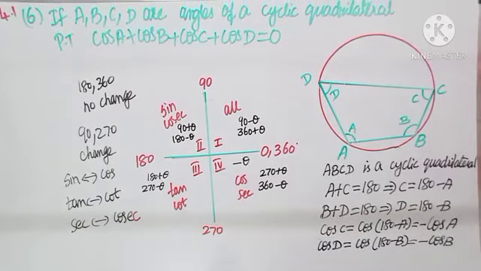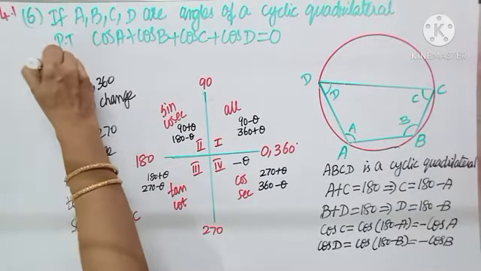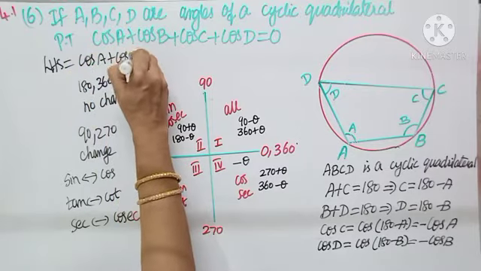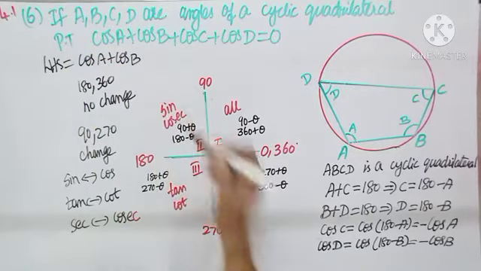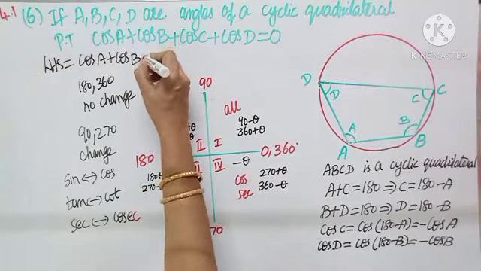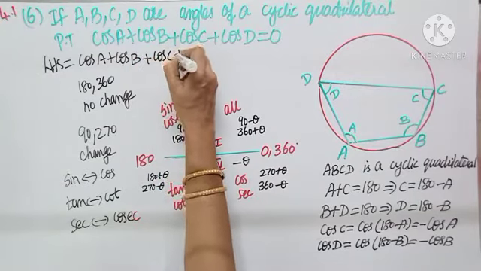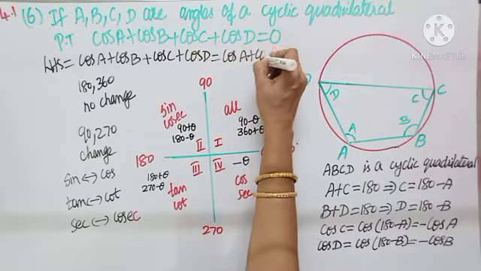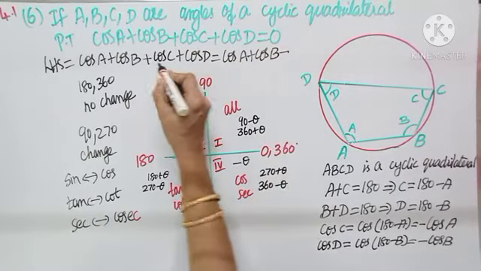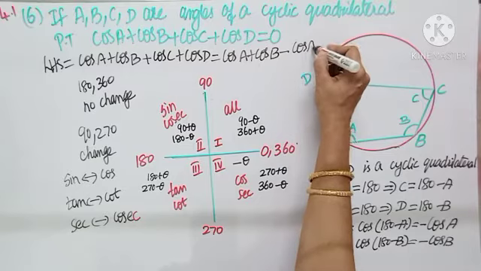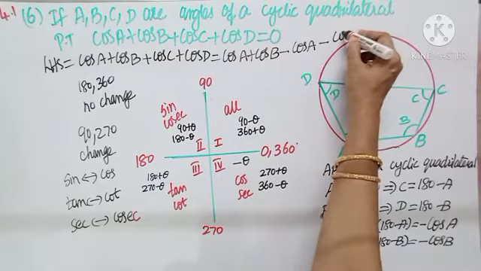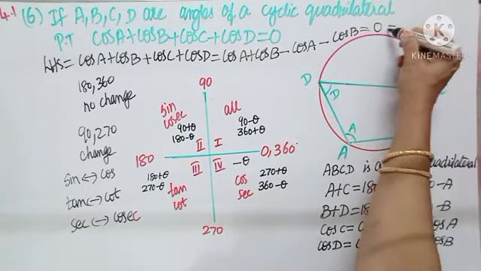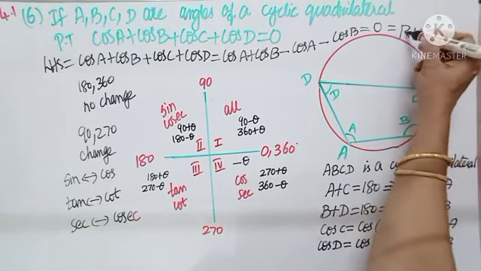What is the question? Let us start with LHS. Cos A plus cos B plus cos C. First we will copy the question and then we shall rewrite it. Cos A plus cos B. Cos C, I can write minus cos A. Cos D, I can write minus cos B, and they get cancelled. My answer is 0. 0 is the RHS.